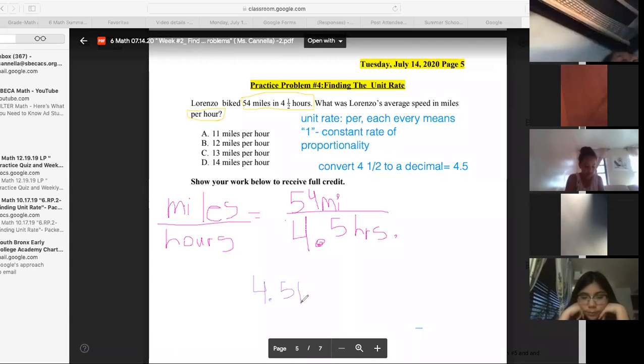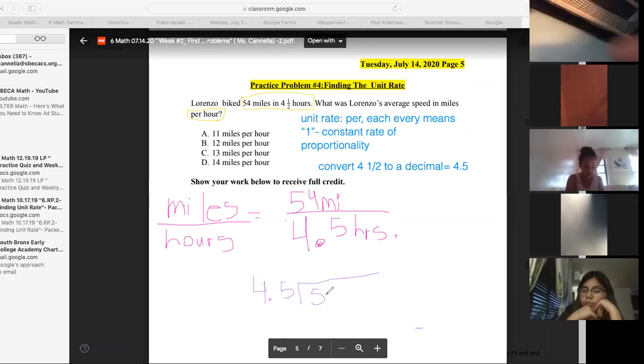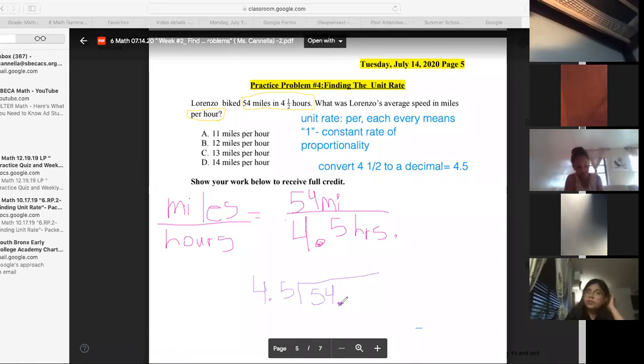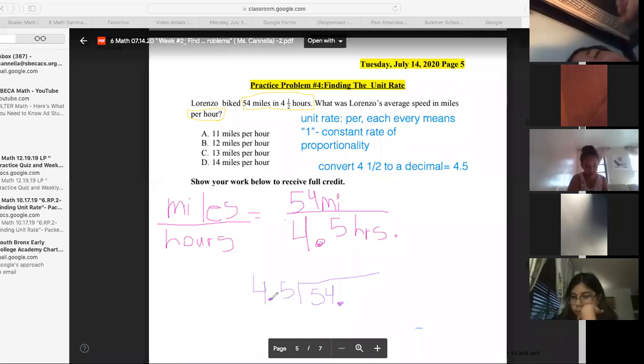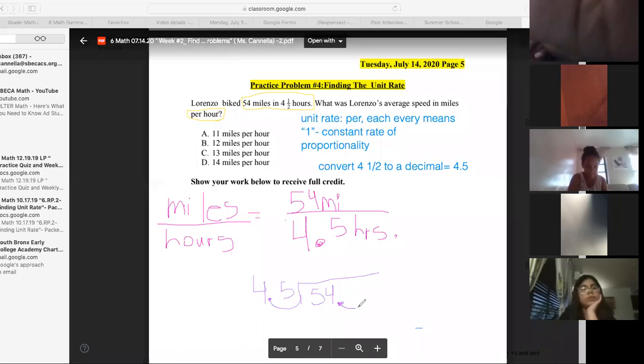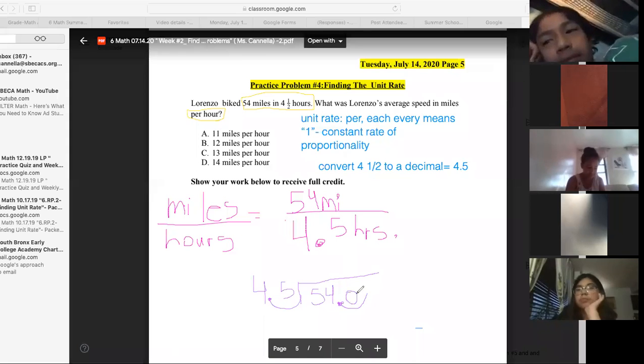4.5 divided by 54. Now, if you remember, I've been stressing all year that when there is no decimal, it's to the right of the ones place. Remember that? Yes. So can we divide with decimals in the divisor? No. So we have to move the decimal over to make it a whole number. So 4.5 becomes 45, and now this goes over one place. So the decimal now is at the end.